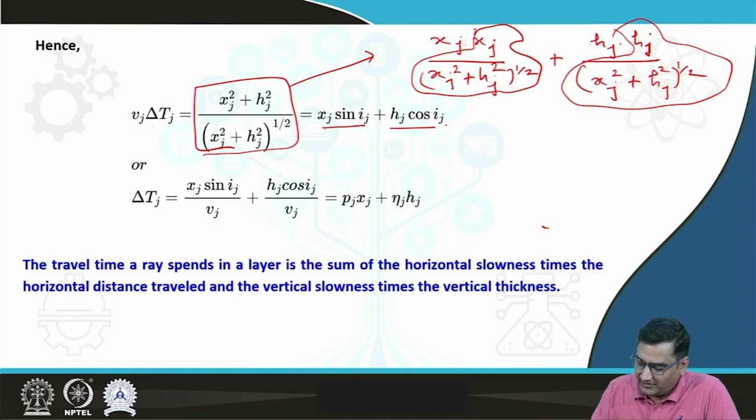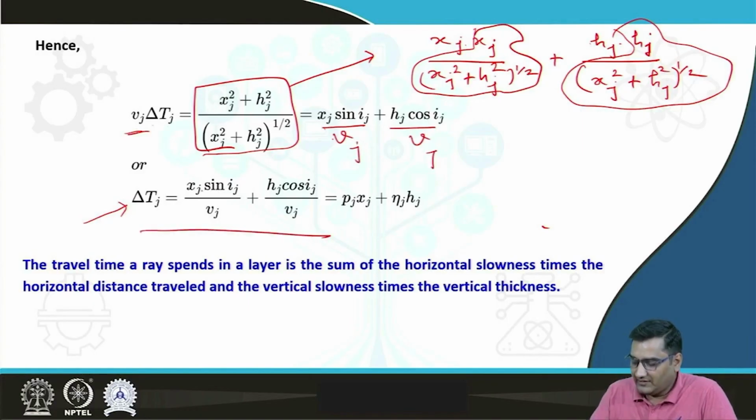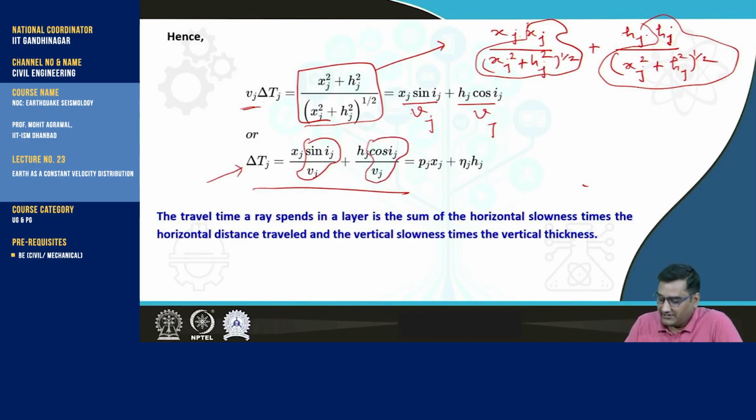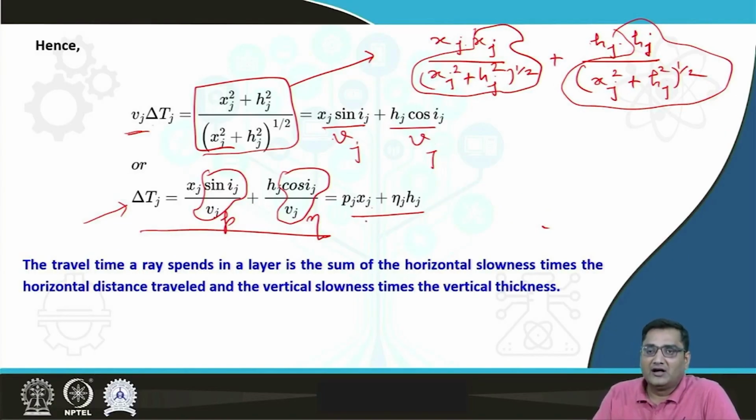We can rewrite this after we take this vj down below over here, vj and vj, then this will become like this, and this particular thing over here is your horizontal slowness, and this thing is your vertical slowness, neta. So this is your P and this is your neta. So this thing will become Pj xj plus neta j hj, and you know that the ray parameter remains constant along the entire path of the ray, or you can say the horizontal slowness is constant. Then what you can write is that this can become P xj plus neta j hj.